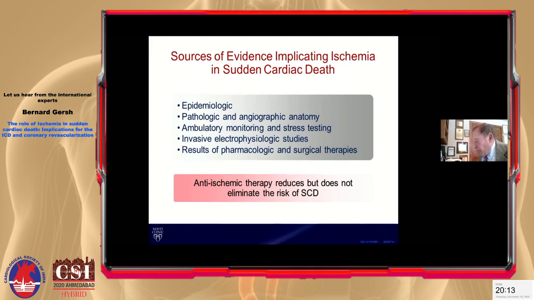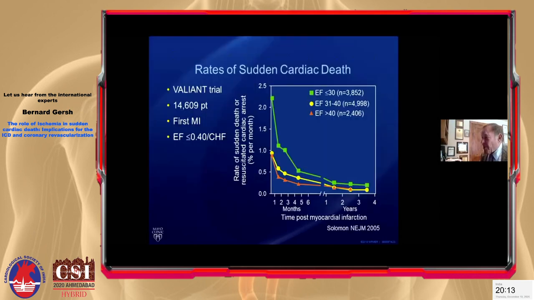The question and the concern is that anti-ischemic therapy reduces the risk of sudden cardiac death, but it does not eliminate it. So will anti-ischemic therapy alone be sufficient in a patient who's had an out-of-hospital cardiac arrest due to a coronary occlusion, which is now being reperfused? Is that enough? And that's the key question.